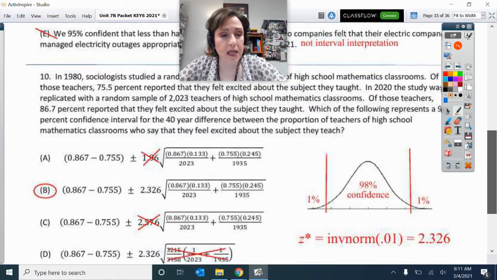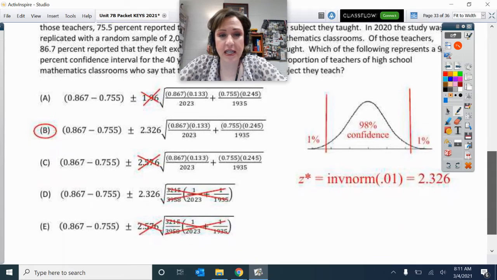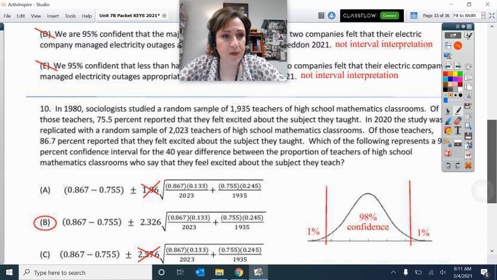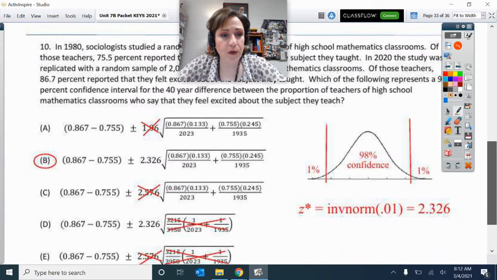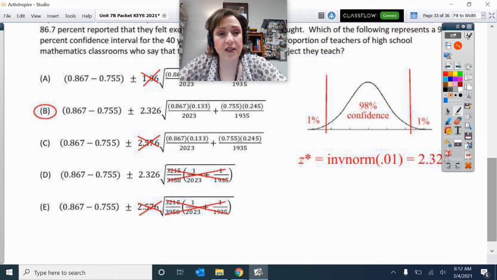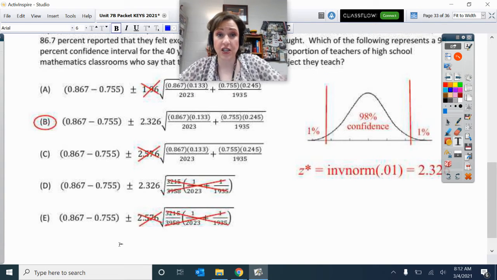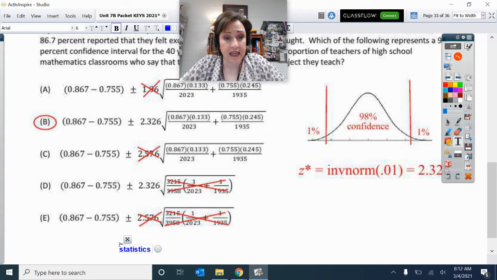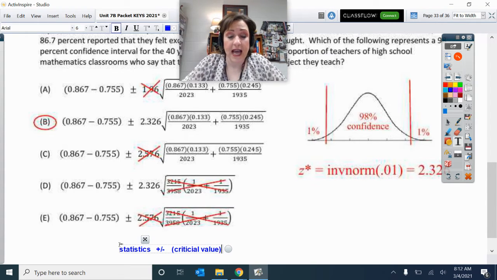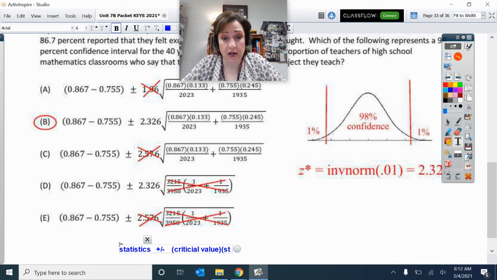All right. So here you were just checking out the difference between these things. So we were identifying the formula. And again, the formula for interval, and this is on the formula chart, they say statistic plus or minus the critical value times that standard error of a statistic.